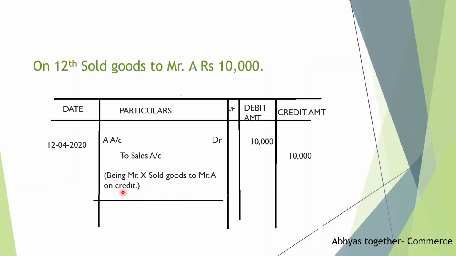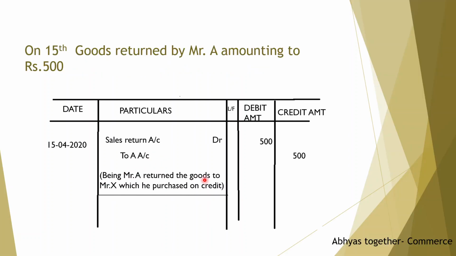On 12th, sold goods to Mr. A, rupees 10,000. So here also we didn't mention cash. So this is a credit sale. So the entry will be on 12th April 2020, A account debit, the receiver, to sales account. Here we'll be getting the amount. Further, sales is an income. Through sales, the business earns its income, right? So to sales. Being Mr. X sold goods to Mr. A on credit.